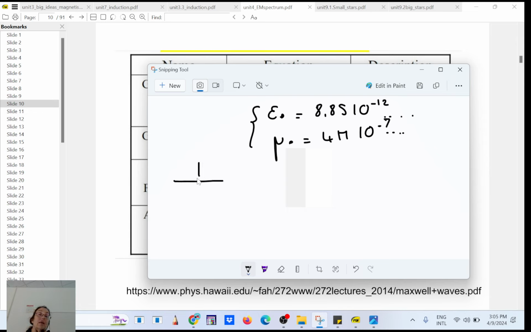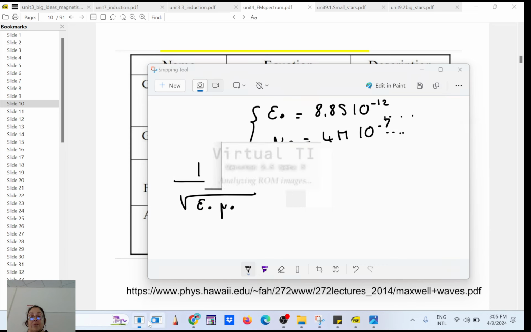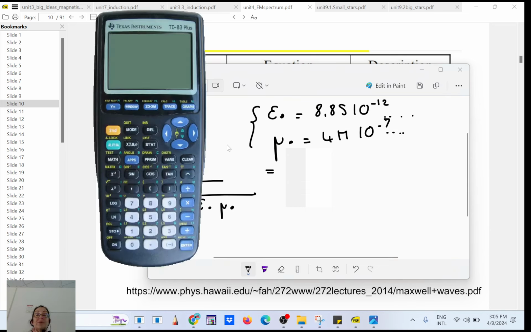And Maxwell played with them, and then he did the following. Let's do 1 over the square root of epsilon 0 mu 0. Let me know what you get. Everyone is asleep today. I don't know what's going on. You're not the only one to fall asleep. Don't fall asleep.